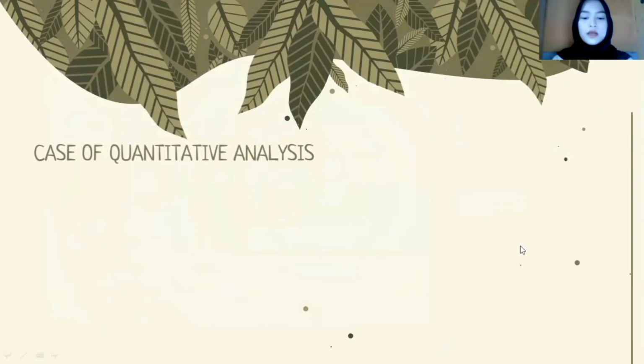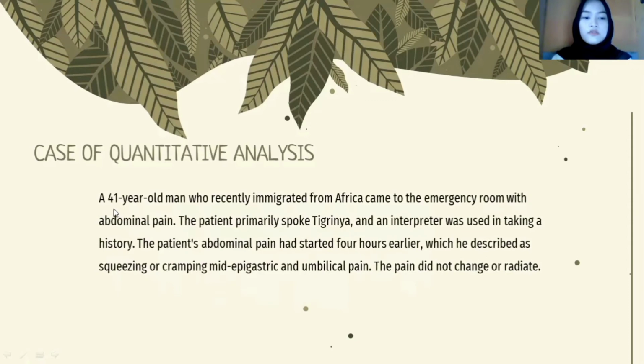Second, we are going to have a case of quantitative analysis. A 41-year-old man who recently immigrated from Africa came to the emergency room with abdominal pain. The patient primarily spoke Tigrinya, and an interpreter was used in taking a history. The patient's abdominal pain had started 4 hours earlier, which he described as squeezing or cramping with epigastric and umbilical pain. The pain did not change or radiate.